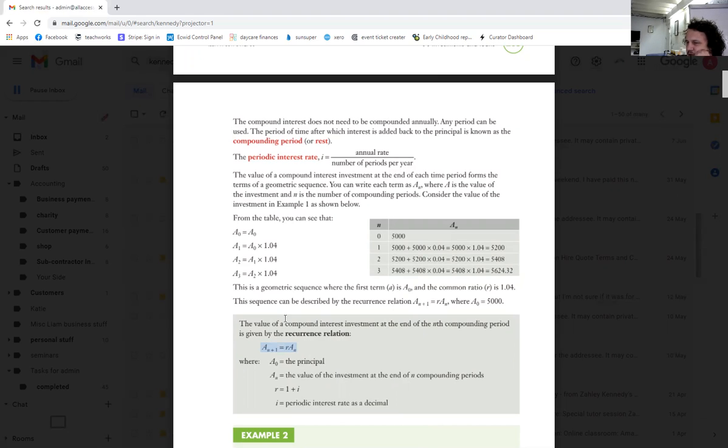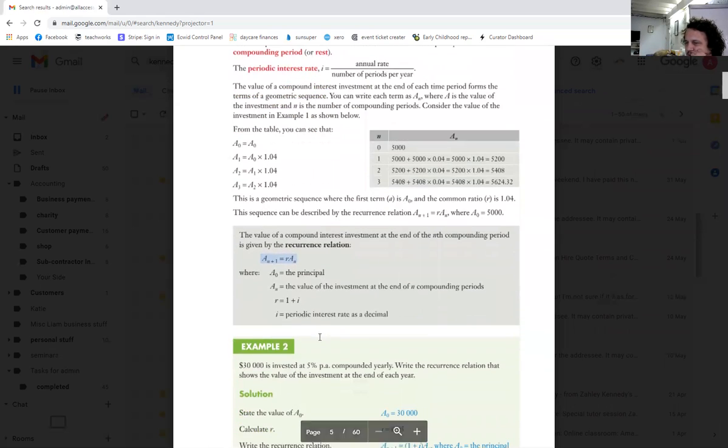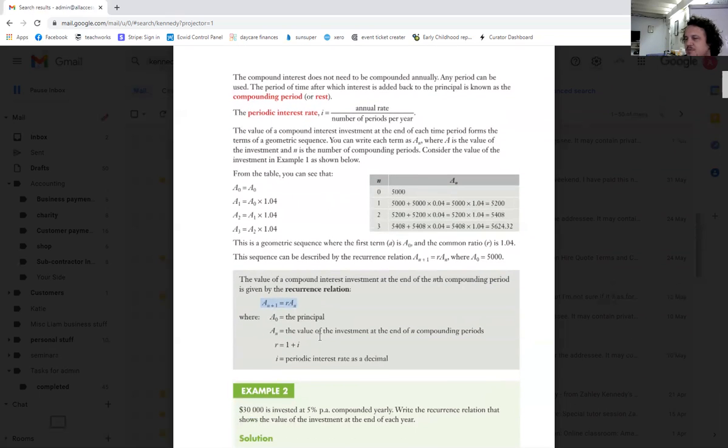So A0 is the principal. AN is the value of the investment at 10 years, 20 years, 2 years, it doesn't really matter. R is the interest rate plus 1 as a decimal. So in this case, it's 1.04. And then the interest rate is the periodic interest as a decimal. So here we've got, and I might actually use my whiteboard behind.